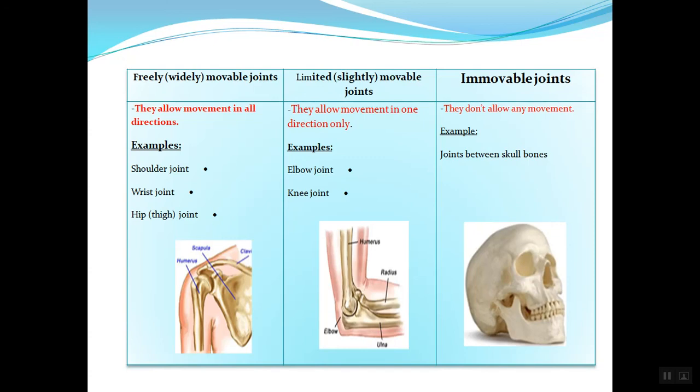Examples of the freely movable joints are the shoulder joint, wrist joint, and hip or thigh joints. Examples of the limited movable joints are the elbow joint and knee joint. Examples of the immovable joint are the joints between the skull bones.